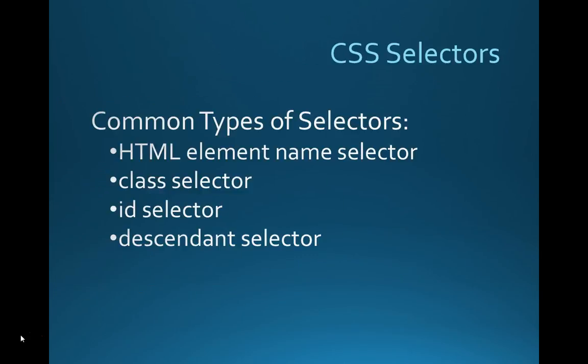Now, in addition to our HTML selectors, all those HTML elements that we can style based on their name, we can create three others: class, an ID, and a descendant. So what we're doing is extending our options with these three additional selector types. They give us a little bit more power to organize and manage styles, or rules, that we'd like to create.